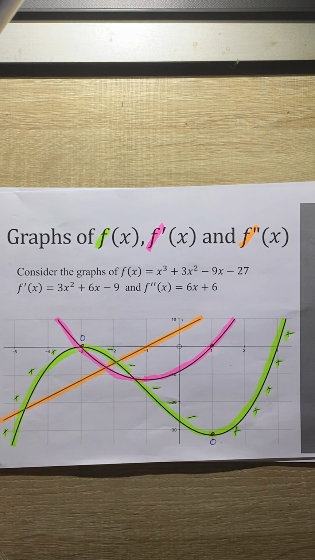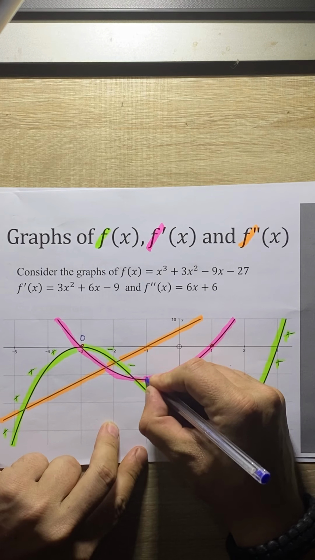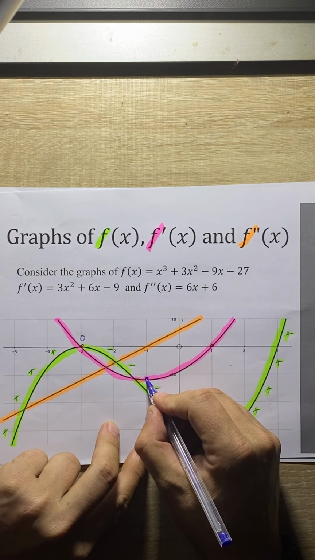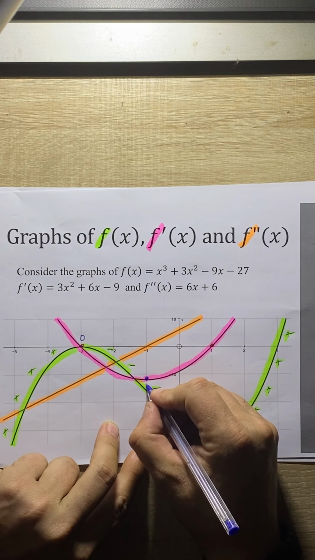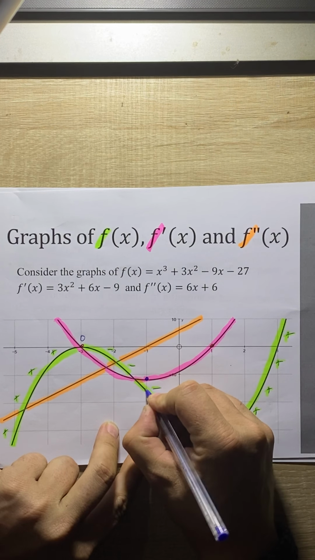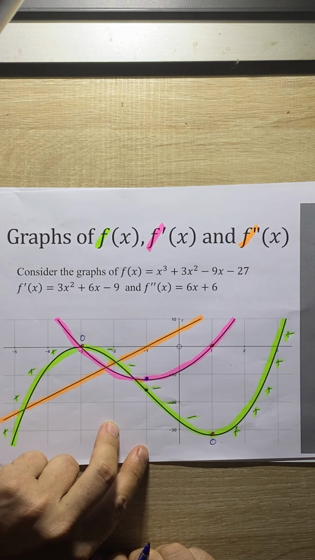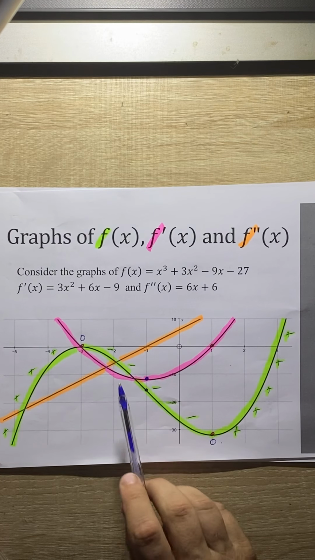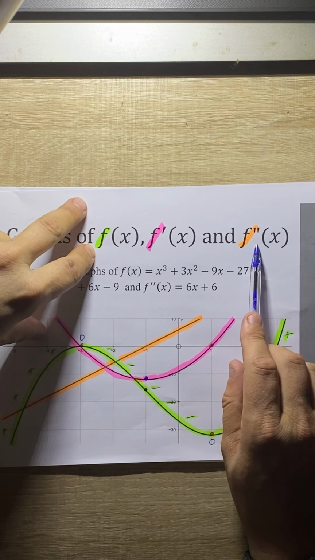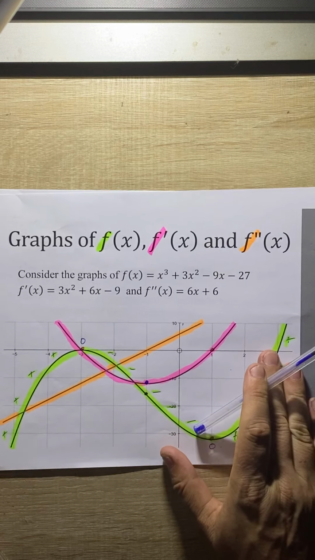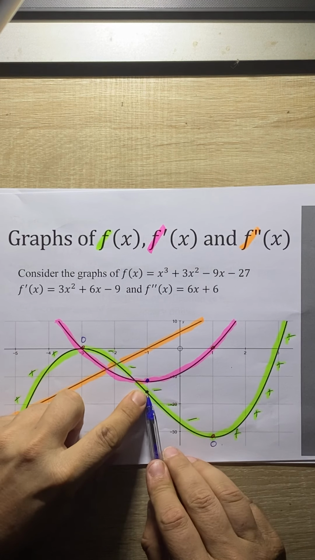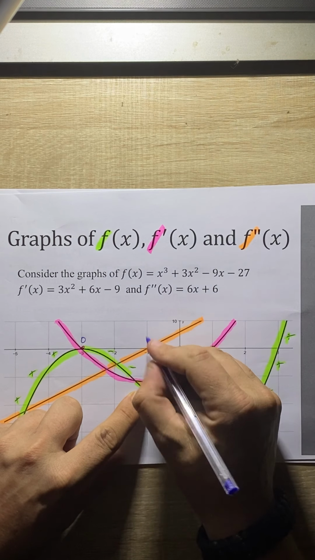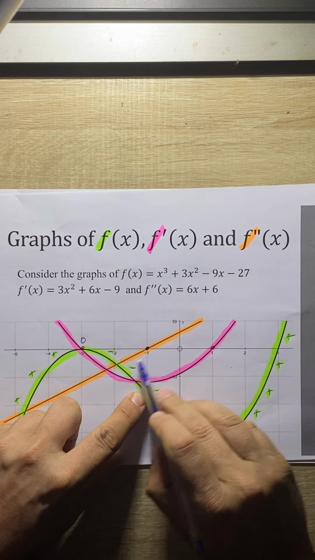What I also want you to notice here is we have this turning point over here. That turning point for our first derivative will correspond to the point of inflection for our original graph. Now let's have a look at the relationship between our f and our f double dashed. So first things first, we have a point of inflection. So that means that it's going to be the x-intercept for our second derivative.